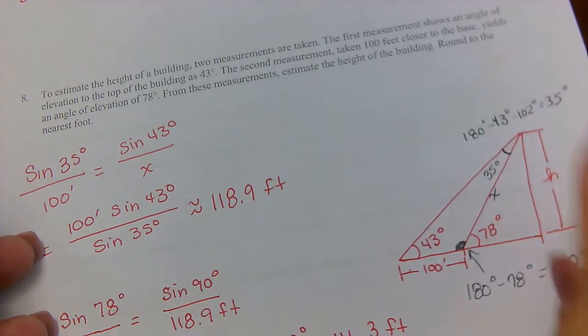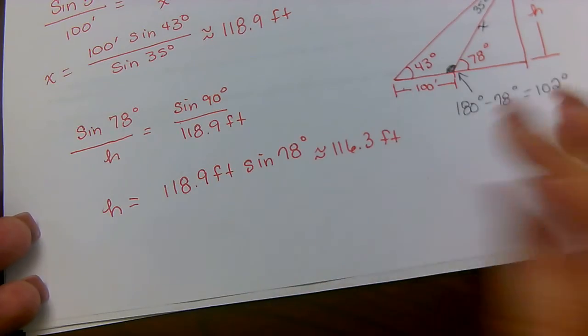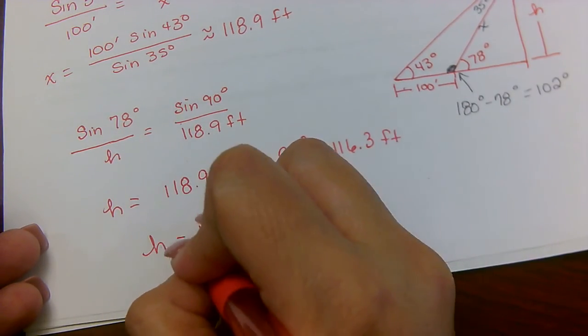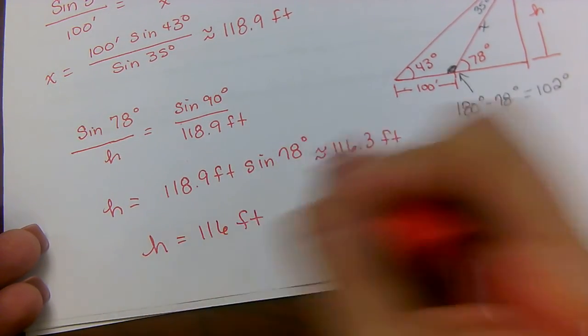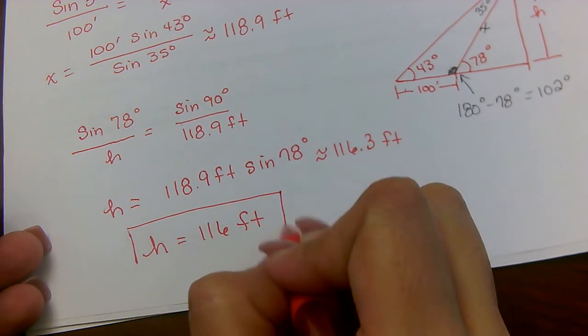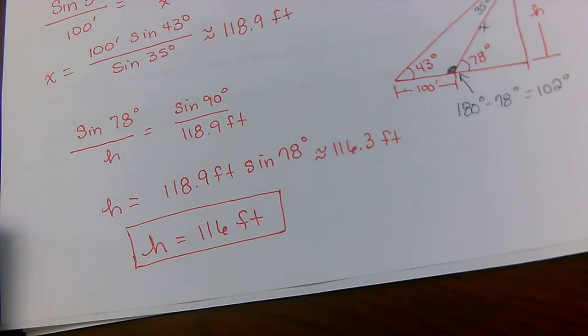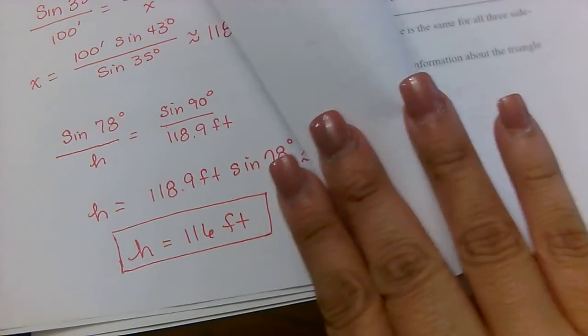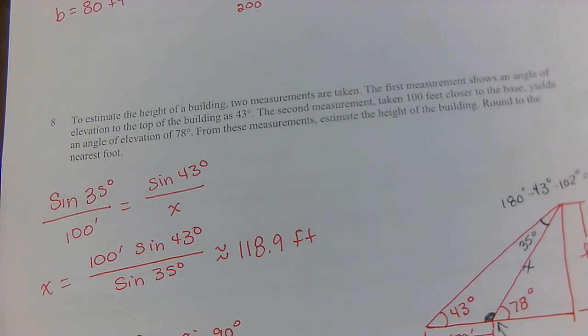Okay, and then the problem says round to the nearest foot, so we're going to say the height is equal to 116 feet. Okay, and that's your answer. That concludes 6.2. Let me know if you have any questions.